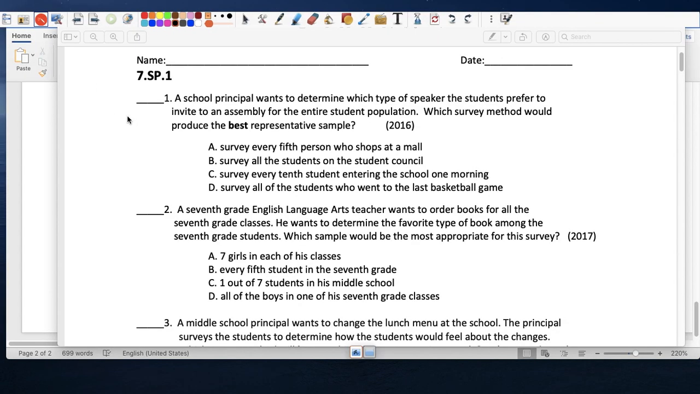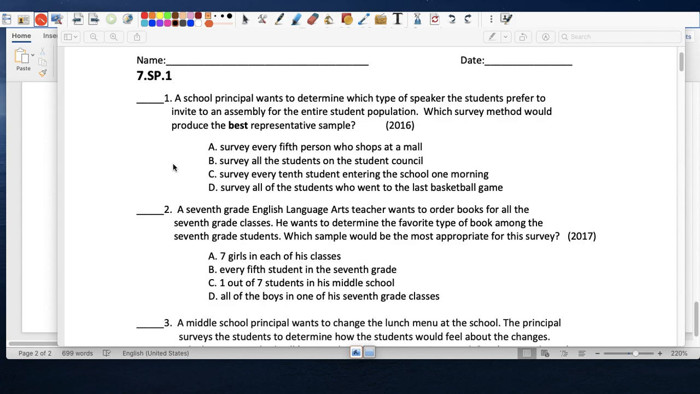Where are we? A school principal wants to determine the type of speaker the students prefer to invite to an assembly for the entire student population. Which survey method would produce the best representative sample? I guess the keywords are best and representative, right? We want to represent the population.